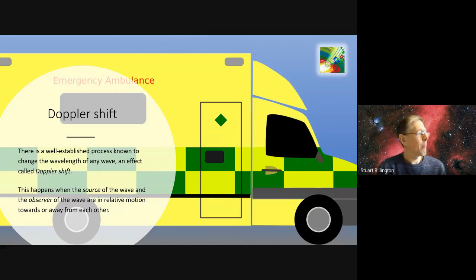And when the ambulance whizzes past you, or actually, if you're sitting in your car and you whiz past the stationary ambulance, it doesn't really matter whether you're moving or the ambulance is moving. Something weird happens to the sound waves.